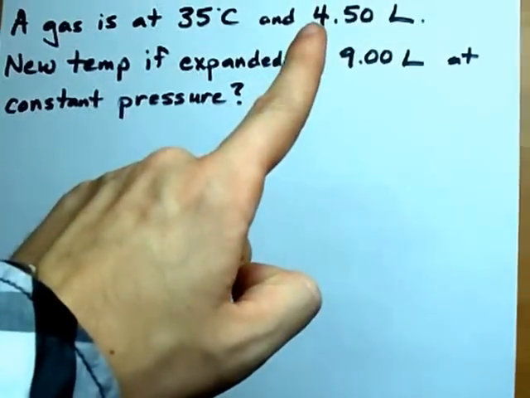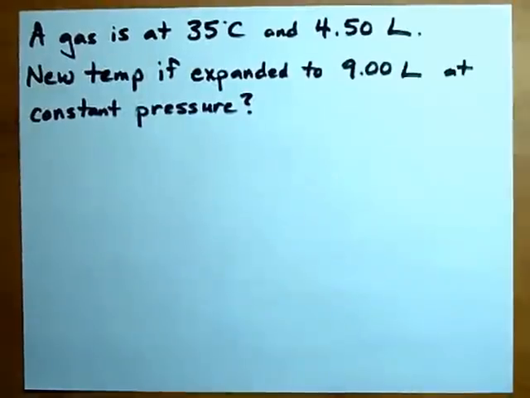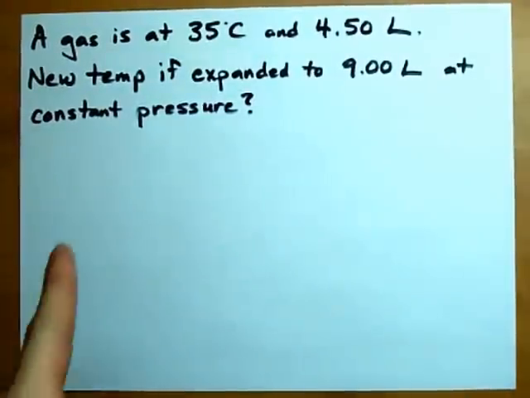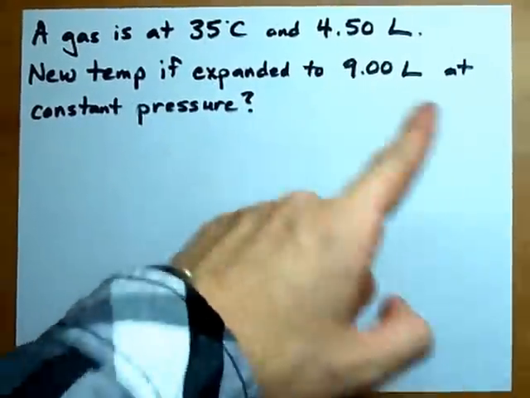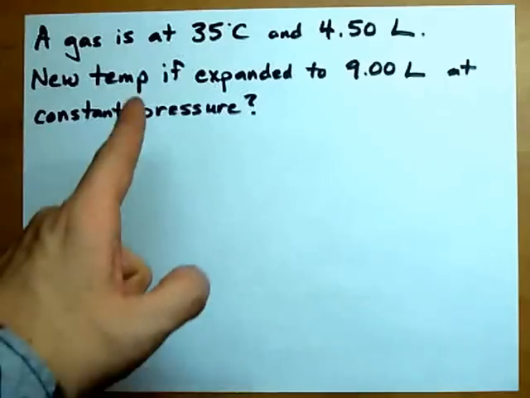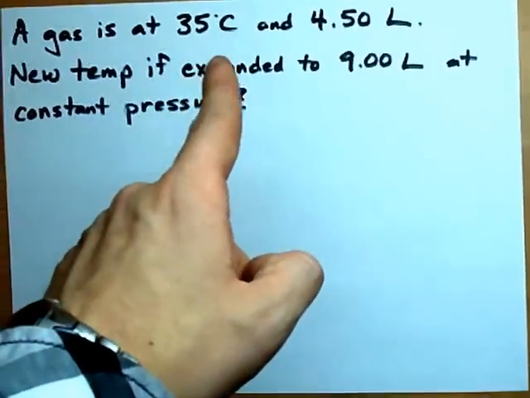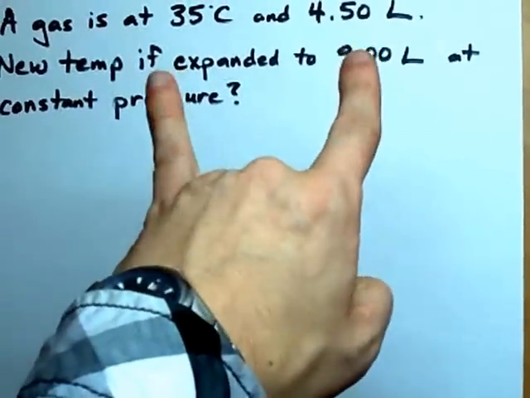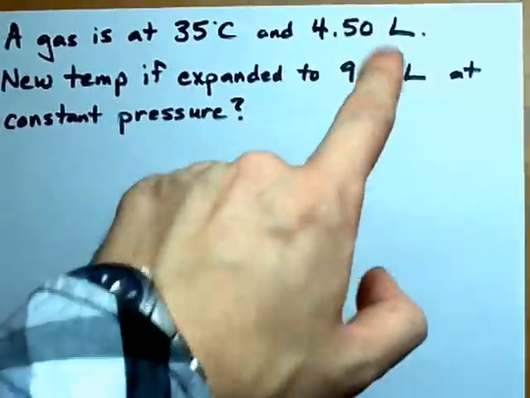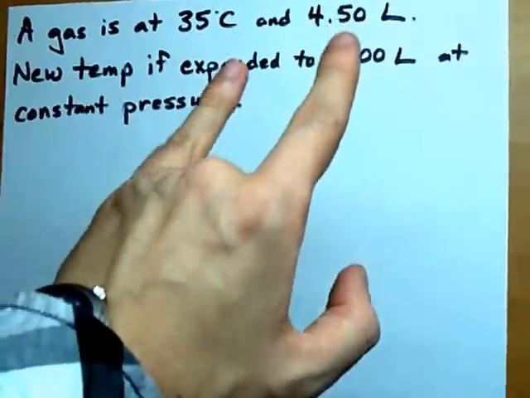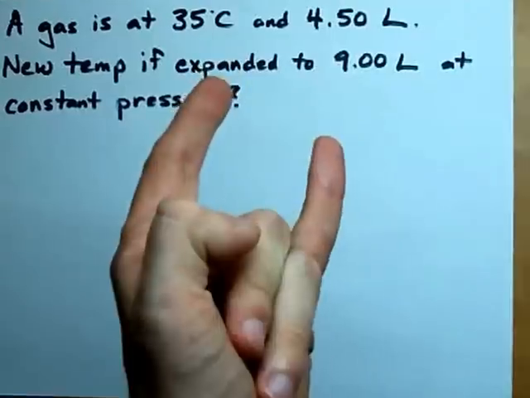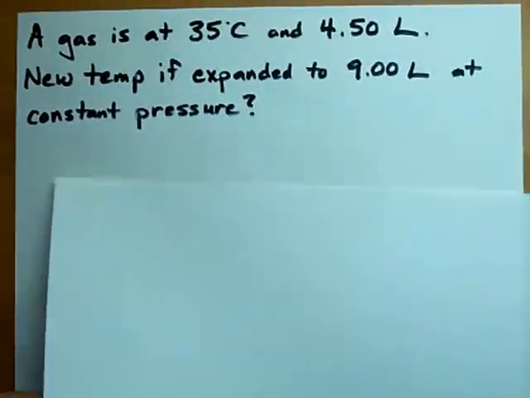If you have 4.5 liters of gas at 35 degrees Celsius, what temperature is it if you expand it to 9 liters at constant pressure? Well, they could have given you temperature and volume like they did here. They could have given you temperature and pressure. They could have given you pressure and volume, just changed one and asked what the new one was.